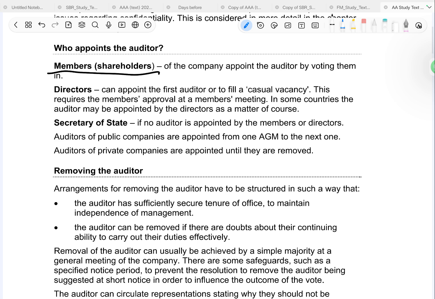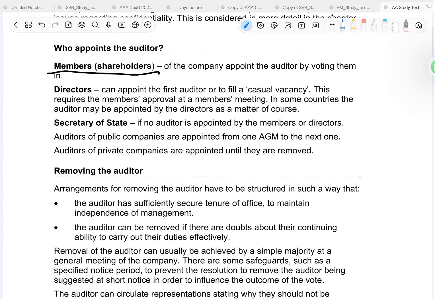This usually happens in two situations. First, when the first auditor of the company needs to be appointed, and second, when there is something called a casual vacancy. A casual vacancy happens when the existing auditor resigns or is removed before the end of their term. However, even when directors appoint an auditor, this appointment normally needs approval from the members at a members' meeting. In some countries, directors may appoint auditors as a routine matter depending on local regulations. If neither the members nor the directors appoint the auditor, the Secretary of State will step in and appoint one.